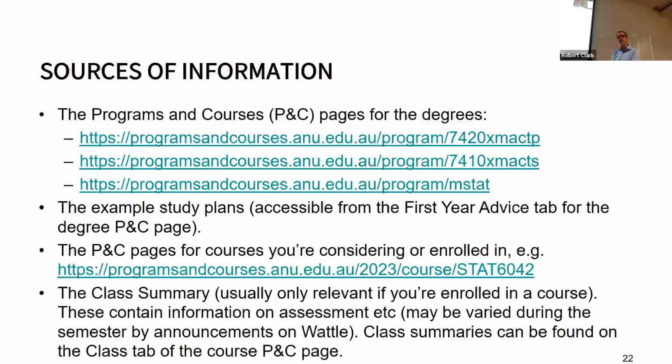Also worth looking at the programs and courses pages for courses that you're considering enrolling in or have enrolled in. So there's an example there, but there's one of those for any course that you'll want to do. So that's got more detailed information about the courses. The class summary is another very useful document once you're enrolled in a course in particular. So usually, maybe you look at this once you're already enrolled or you've decided to enroll. These will be provided to you by the lecturer, maybe on the Wattle page, which is the online page for the subject. Also, there's a link available to them from the programs and courses page.